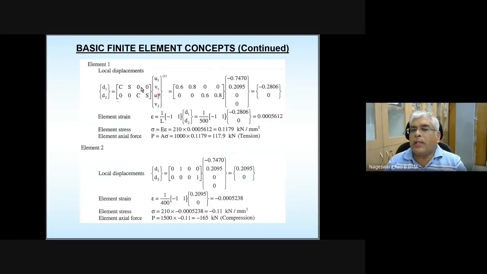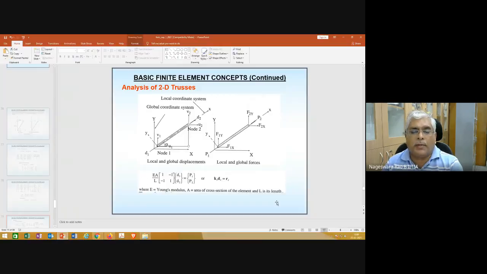So you can determine the local displacements and calculate strain, stress, and axial force in each of the members. If the value turns out to be negative, it is compression. I am going to stop here because time is running out. Please go through all this. Thank you. One second, let me take attendance.